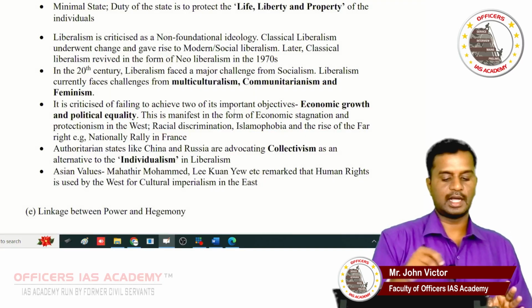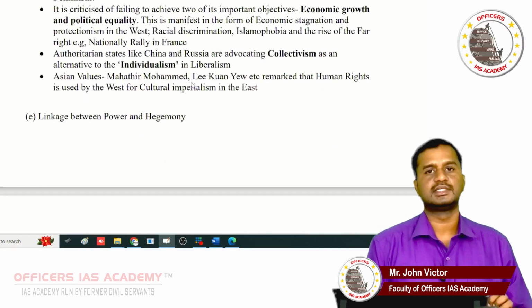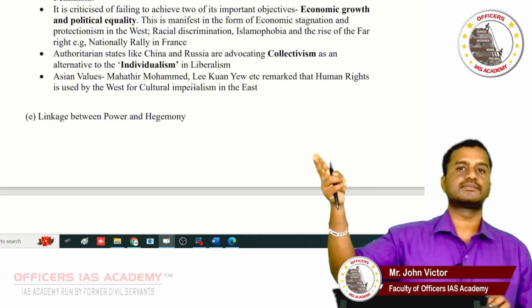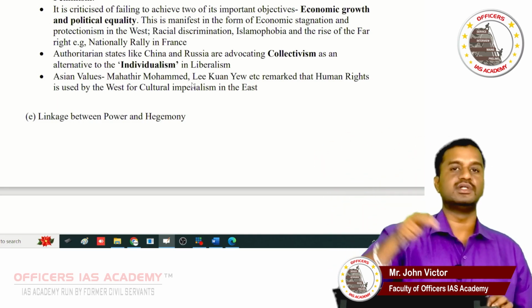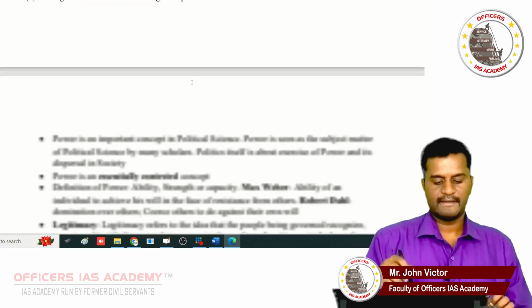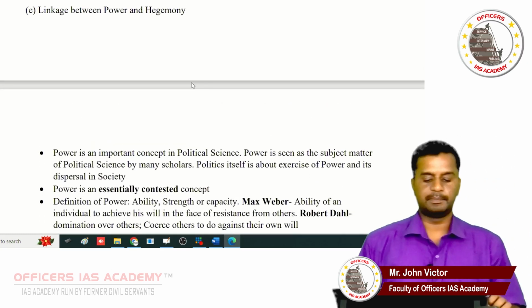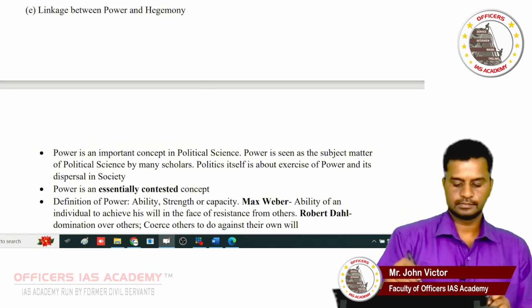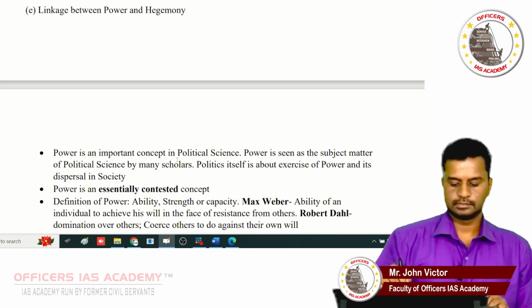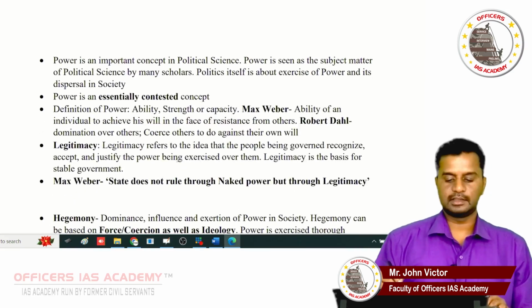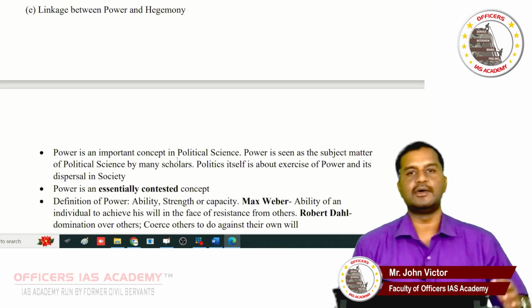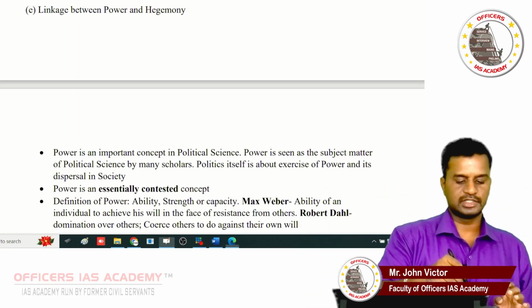The rise of China and Russia as successful states is based on collectivism and not on individualism. You can quote this example also. Next question, linkage between power and hegemony. We have to explain the concepts of power and hegemony, then you have to explain the relationship.